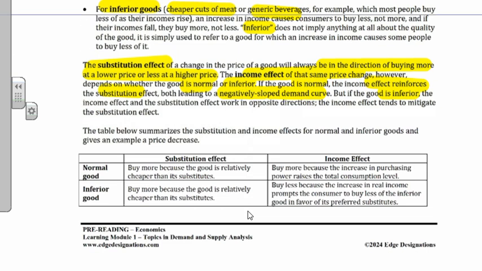And there's a nice table for you at the bottom, just to illustrate those points between normal and inferior goods. Let me just show you the words. Normal good, substitution and income, same thing: you buy more and you buy more. For an inferior good, with the substitution effect you buy more, but with the income effect you buy less.